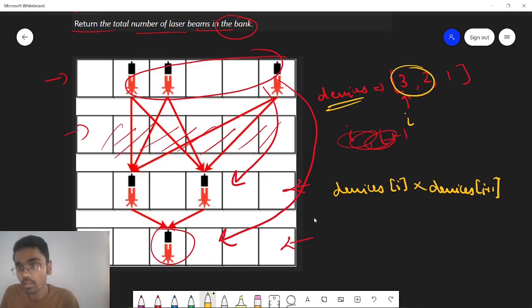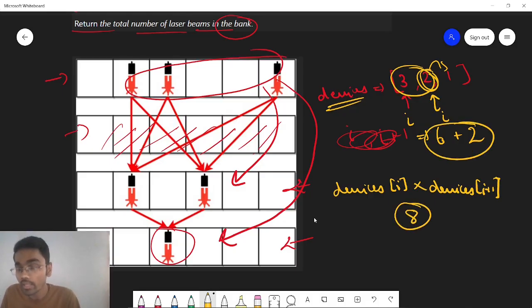So what is the answer? It is 6. Then our I pointer will come to here. So I is currently 2. How many laser beams will be formed from this particular row to its next row? Obviously 2 into 1, so we'll multiply 2 into 1. So the answer is 2 only, and we'll add that to our answer. So in total there will be 8 laser beams formed with these devices. So we'll return 8 as our answer.